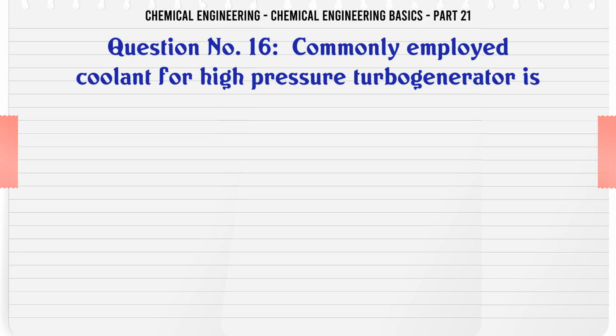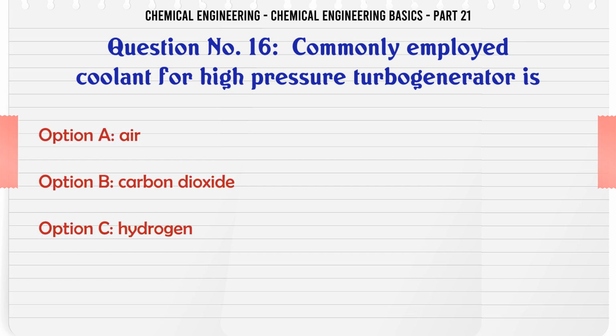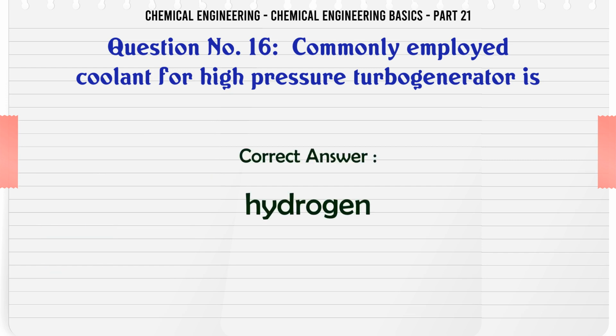Commonly employed coolant for high-pressure turbogenerator is: A. Air, B. Carbon dioxide, C. Hydrogen, D. Water. The correct answer is hydrogen.